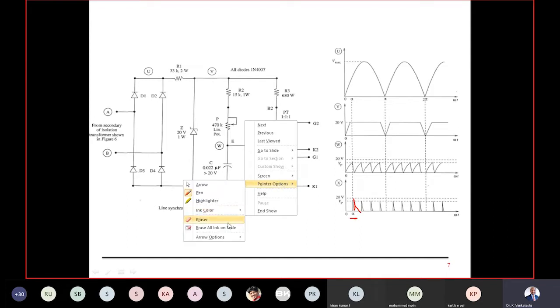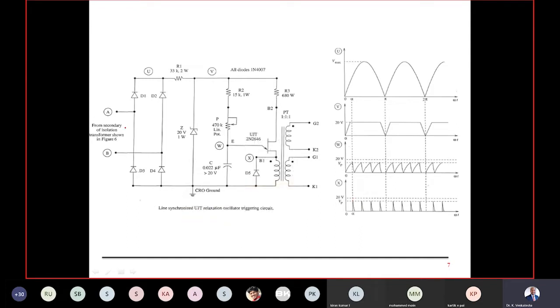Okay, so let me come from the beginning. The 230 volts, 325 peak value, is connected to the bridge rectifier.